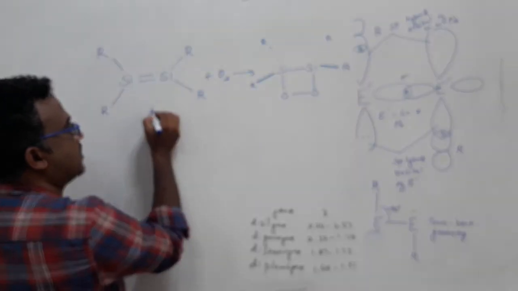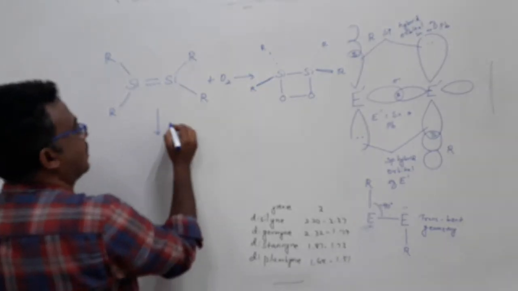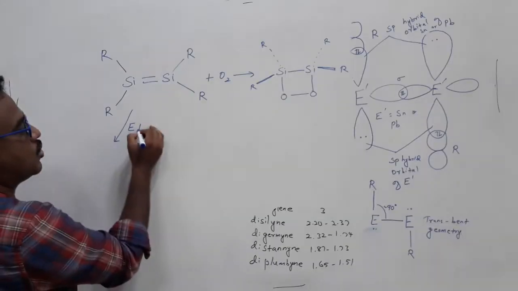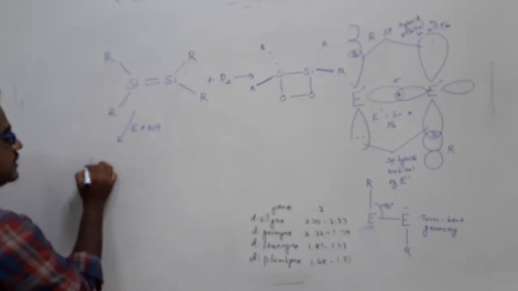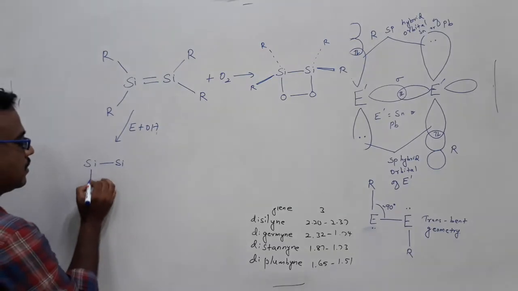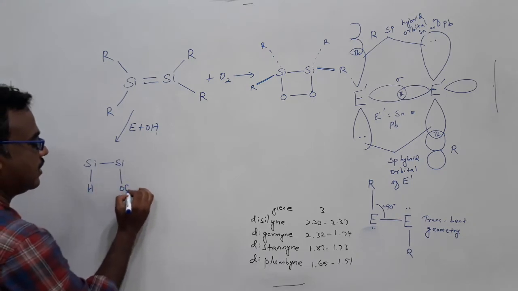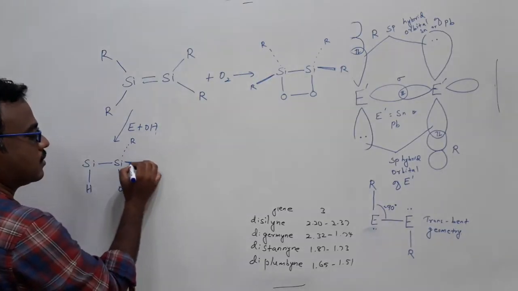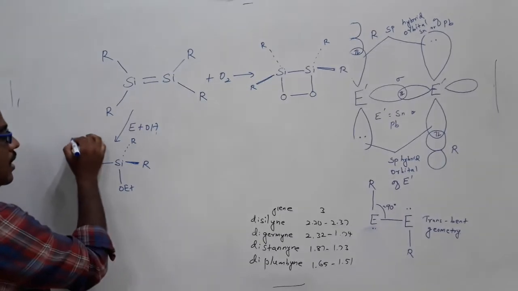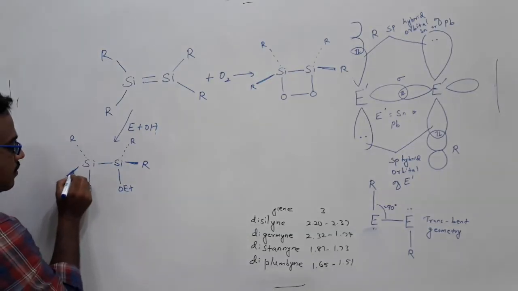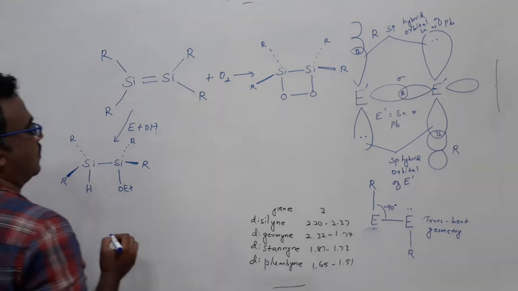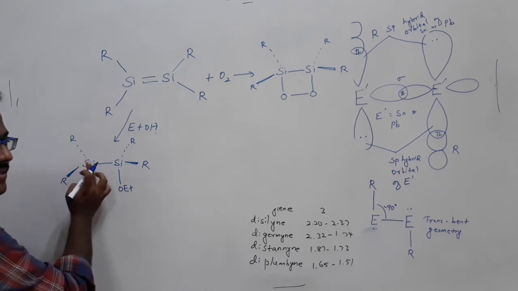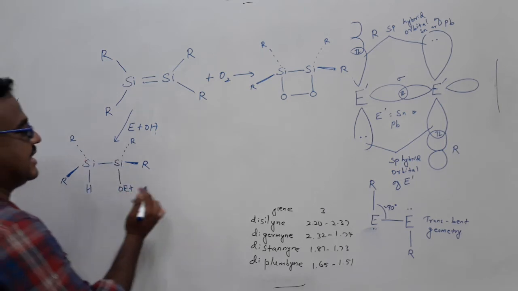Similarly, if you expose this molecule to ethanol, again you can find a simple addition reaction. Silicon, H, OEt, then you have R, another R, again you have R. The ethanol molecule was added to the silicon-silicon double bond. Hydrogen was added on one of the silicon atoms. Ethoxy was added to the other silicon atom.